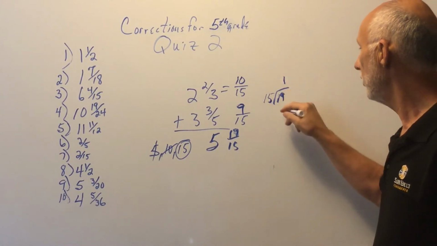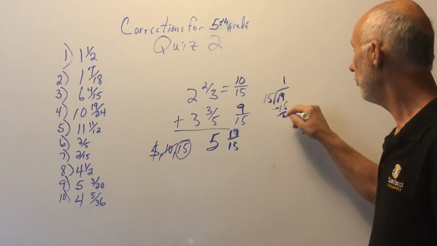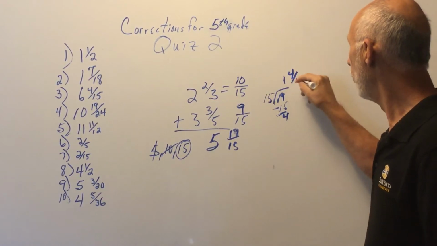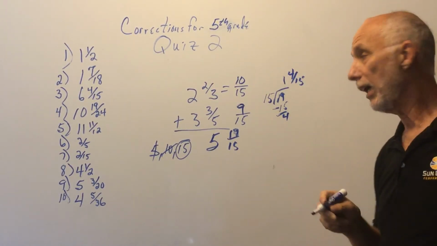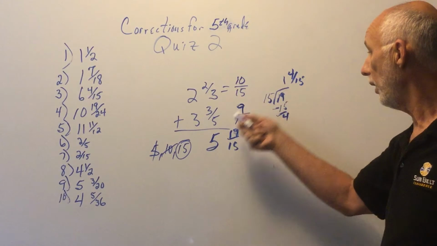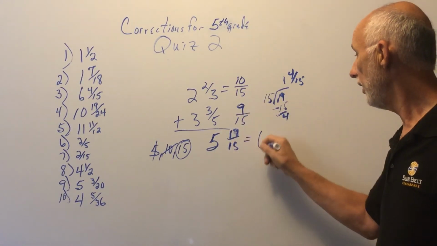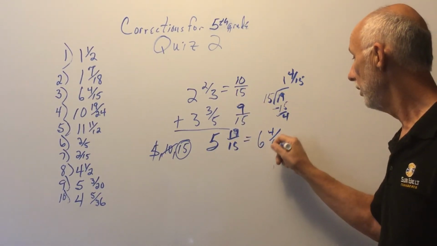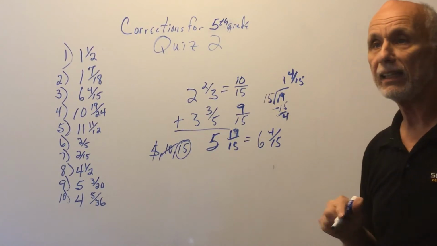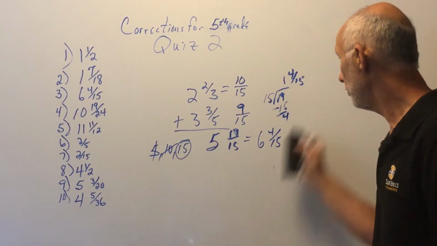Divide 15 into 19 goes once. Remainder 4. You get 1 4/15. But your answer is not 1 4/15. You got to add the 1 to the 5, and your answer is 6 4/15. Make sure it's simplified. It is. That's your final answer.